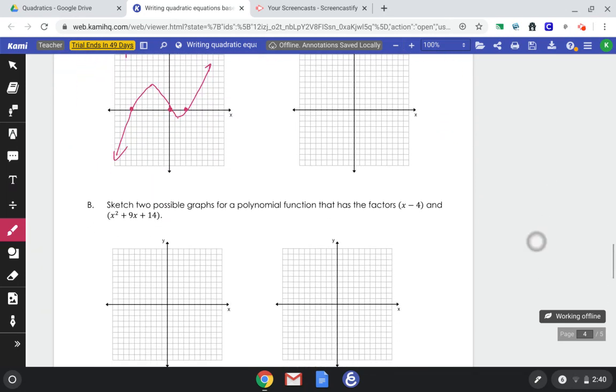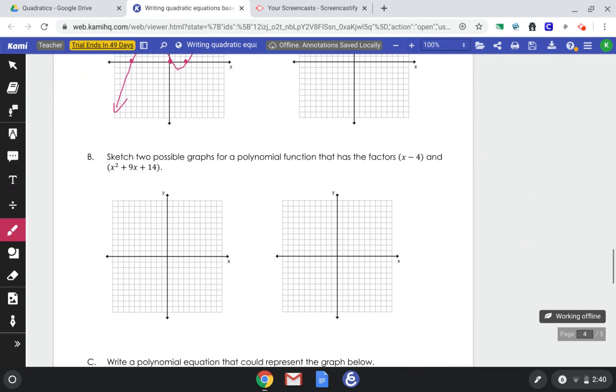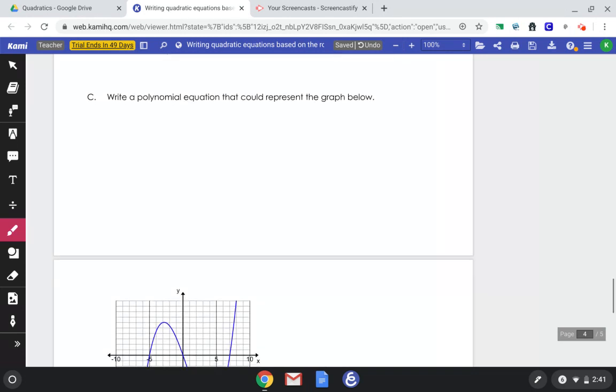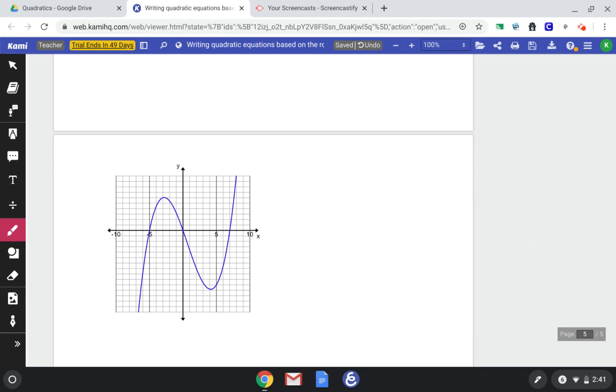Okay, so those are the only ones that I'm going to go over. Letter B says sketch 2 possible graphs that have the factors x minus 4 and x squared plus 9x plus 14. My only little hint for you on letter B is that you do need to factor this out to see what the other roots are. And letter C, you're writing the equation of this. This is just like when you're writing the equation of a quadratic. You're going to find the roots, then write the factors that you would have had to get those roots, and then you can multiply it out. Okay, I hope this helps.